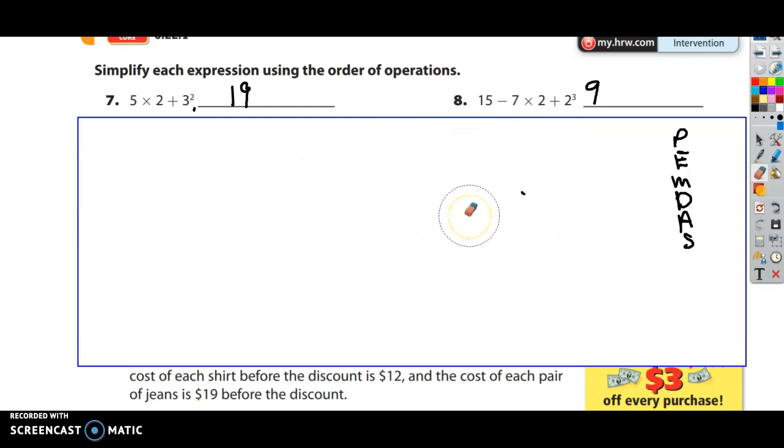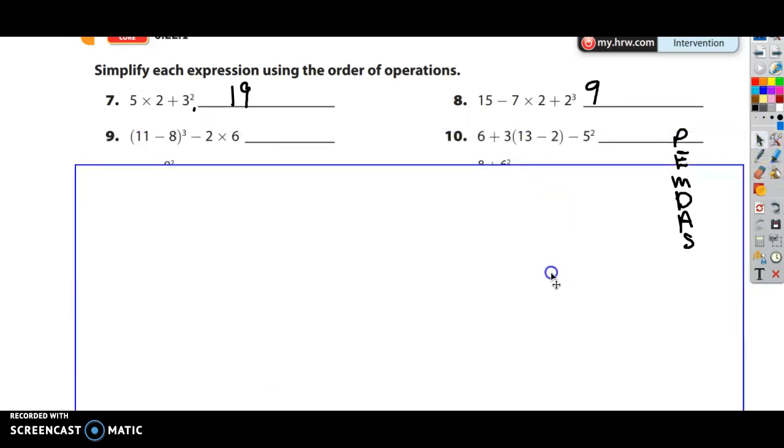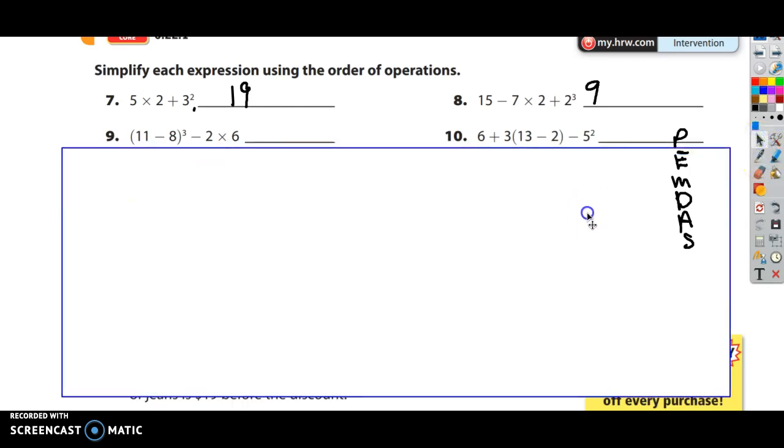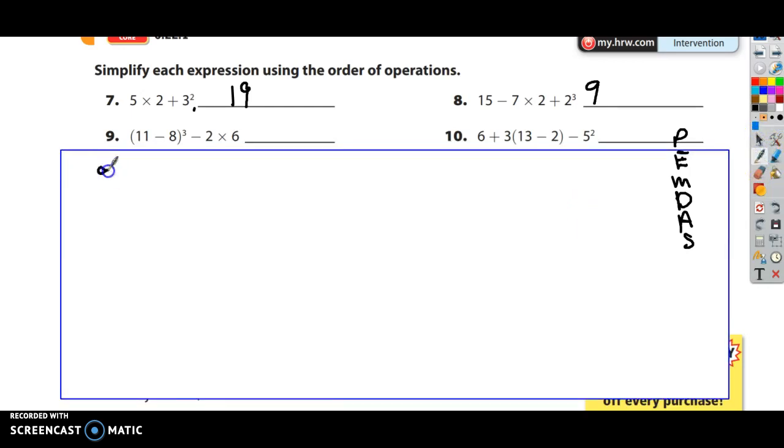All right, let's move on. Next to number 9, I'm just going to not recopy the problem, I'm just going to do it right here. So I've got in parentheses 11 minus 8, and then I've got an exponent, but I'm going to do the parentheses first. Parentheses 11 minus 8 is 3, and I'm going to put the exponent there. It's 3 to the third power.